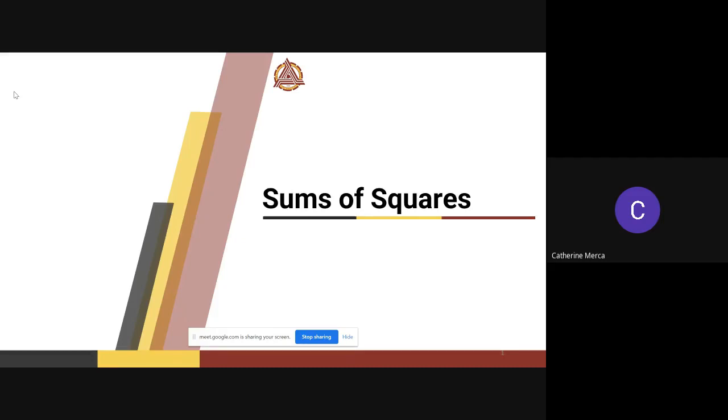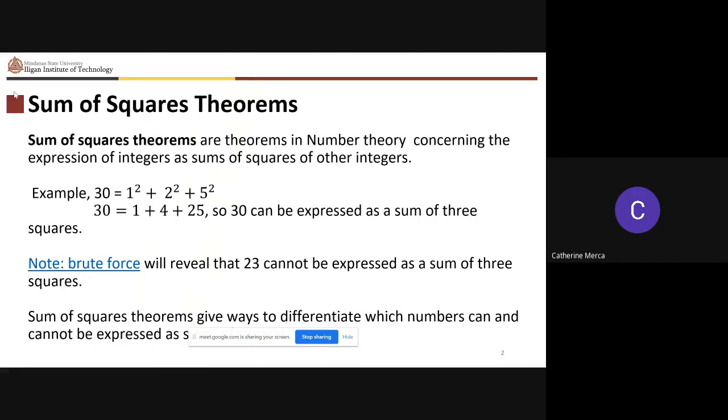So let us see, sum of squares theorems. The first one here is just an example. When you say 30, that's equal to 1 squared plus 2 squared plus 5 squared. We have a sum of 3 squares. So 30 can be rewritten as the sum of these 3 squares. And then by brute force, it will reveal that 23 cannot be expressed as a sum of these squares. So there is actually a reason why we cannot express 23 as a sum of 3 squares. And that's what we're going to find out.